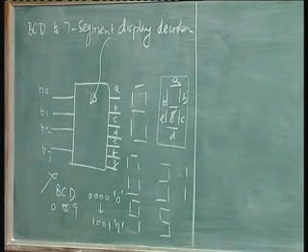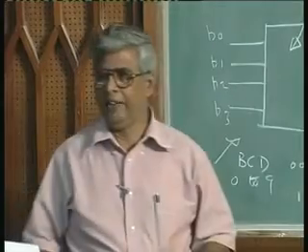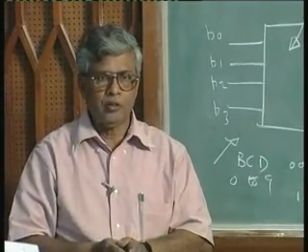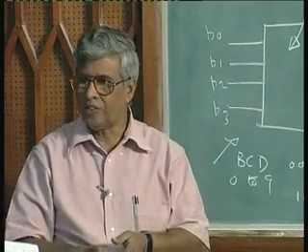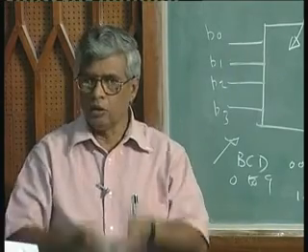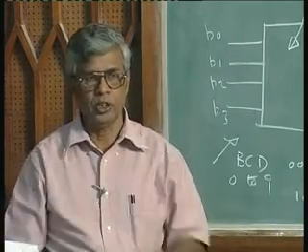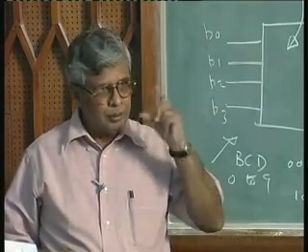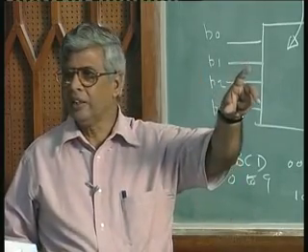So I need to write a truth table for each of the segments. What are the combinations for which A should glow? What are the combinations for which B should glow? What are the combinations for which C should glow? D should glow, E should glow, F should glow, G should glow. And then draw a Karnaugh map for each of these segments, simplify it, do the logic.